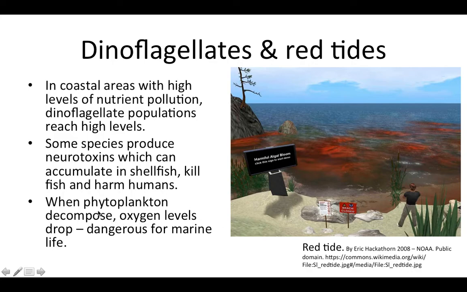A second problem with any time a phytoplankton reaches really high densities like this is that eventually those phytoplankton are going to die. And when they do die, then in the process of decomposition, they will use up all of the oxygen in the water. And animals in the water need oxygen to survive, and so when the oxygen levels get too low, this can kill fish.